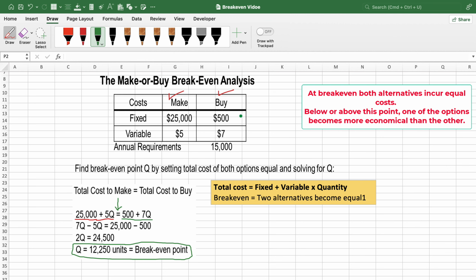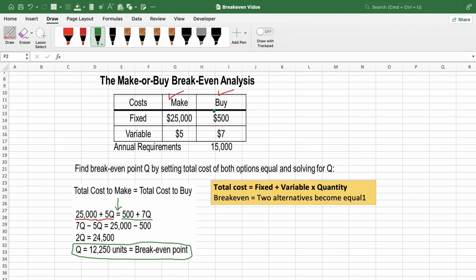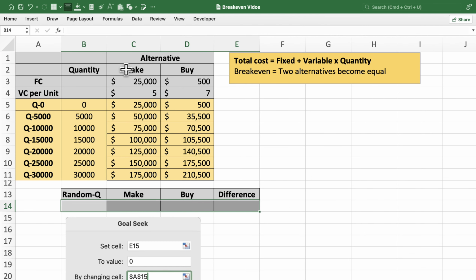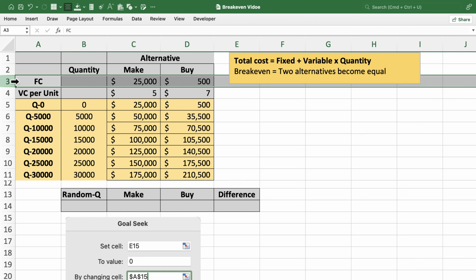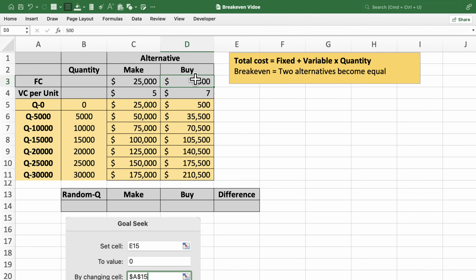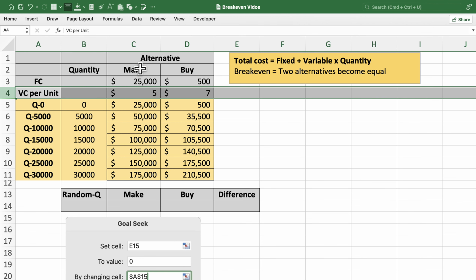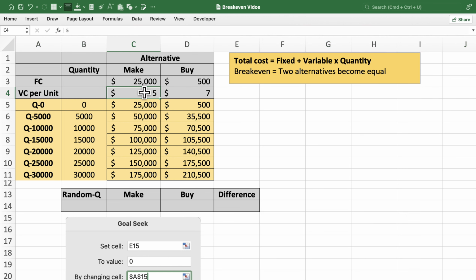Now we will be using Microsoft Excel to determine this break-even point. This is the same data whereby we have these two alternatives, make and buy, and this is their fixed cost. Fixed cost for the make option is $25,000 and fixed cost for buy is $500, and variable cost in case of the make alternative is $5 and variable cost for buy is $7.